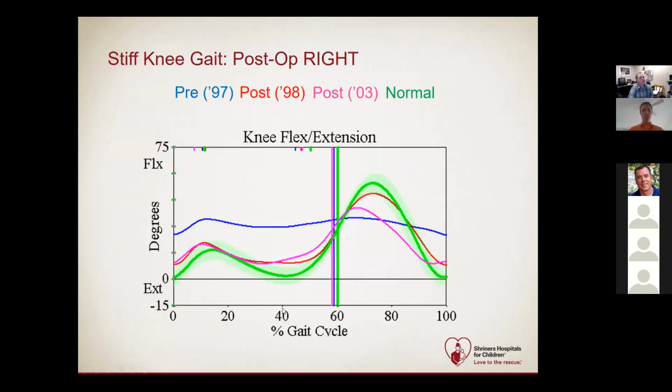If we look at his post-op curves, this is the right side, so his hemiparetic side. It started off, where this is in blue, just kind of crouched and not moving. Post-operatively, in the red curve after 98, it looks almost exactly normal. We saw him again 5 years later, and you can see some reversion to the mean here, but not too bad. So he's not quite as good as he was originally after surgery, but he's still looking pretty good compared to where he was.